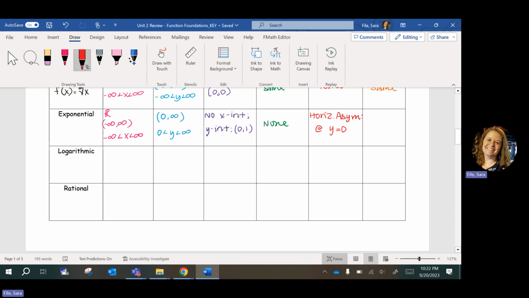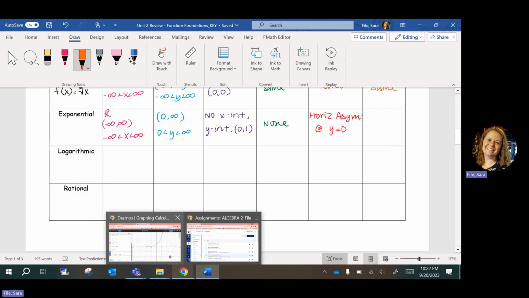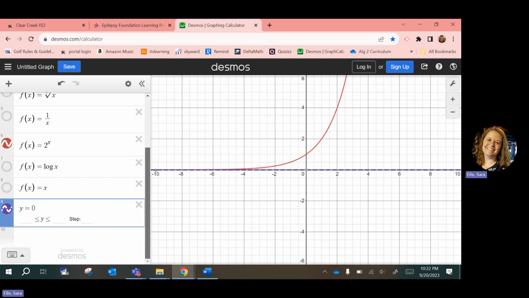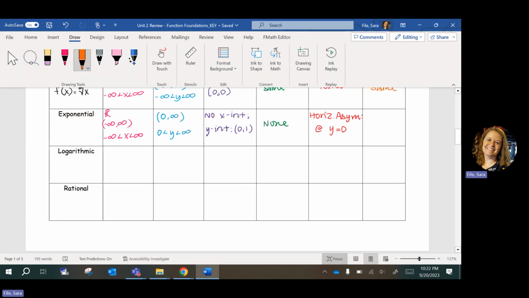And then this in orange was, is there a vertex? So there is no change in direction on this graph. If I trace this from left to right, it's very slowly increasing at first, but it is increasing, and then it just shoots up. But it keeps going up and up and up forever. It never stops increasing. So there's no change in direction. So there is no vertex and there is no max or min.